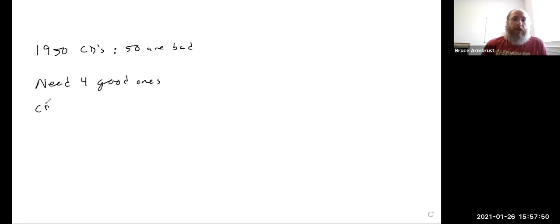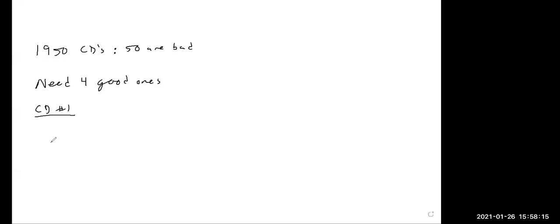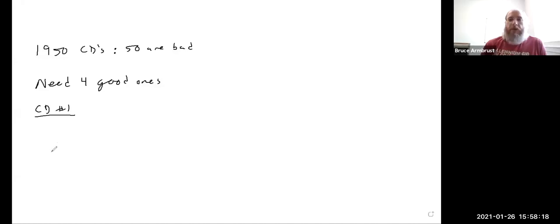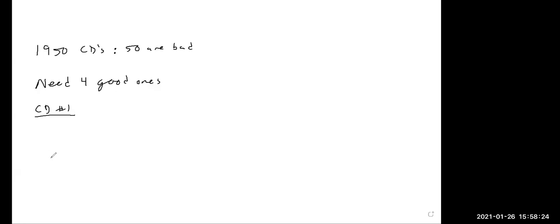All right, so let's think about CD number 1. What's the probability that CD number 1 is good? Either put it in the chat box or yell it out to me. What's the probability that this one's good? One out of 50. Okay, so 1 out of 50 is a good guess there, Ashton. How'd you come up with that? Well, because CD number 1 and then 50 are bad. So to find 50, you have to count it all in the batch, I guess.